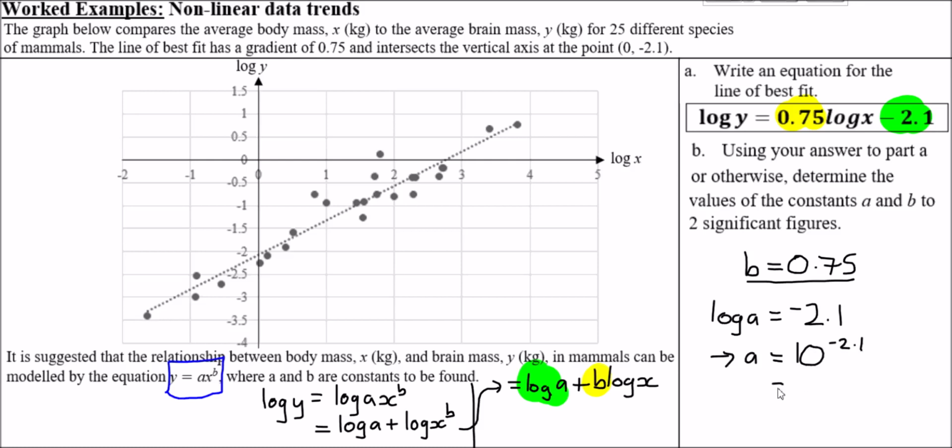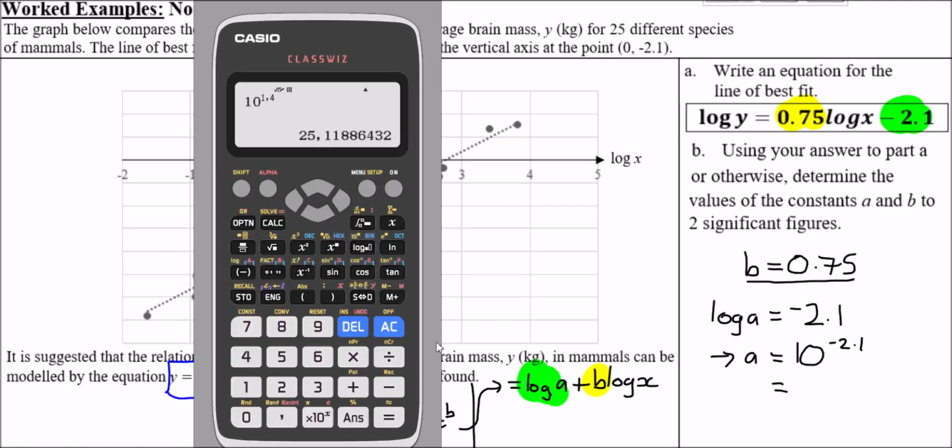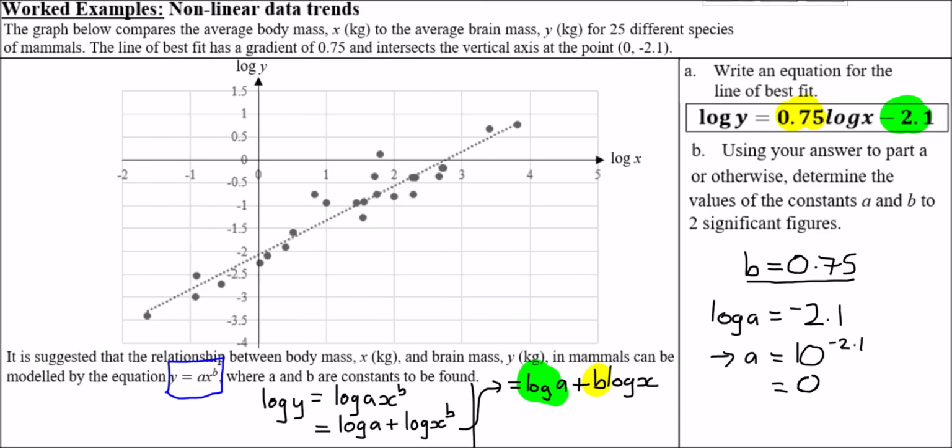So let's use a calculator for this. It's going to be a small number because it's 10 to a minus. And we get something to the minus 3. So it's going to have 3 noughts before it, and then 7, 9. So it's going to be 0.0079.